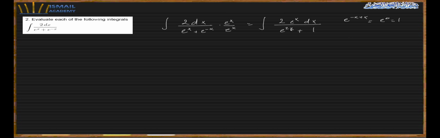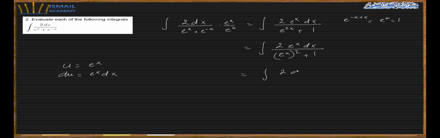Now, this is a substitution, because this is just the same thing as, this is how I see it, 2 e to the x dx over e to the x squared plus 1. So in that case, I have e to the x and e to the x. I use substitution here. I put u as e to the x, that means du will be e to the x dx. So in that case, this will become 2 du over u squared plus 1.